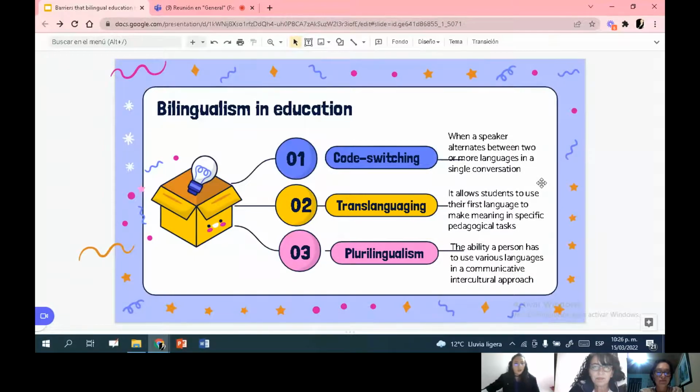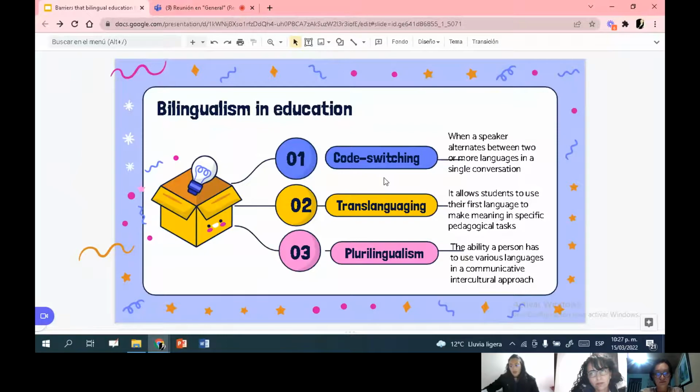Okay, now let's talk about bilingualism in education. There are some studies that have shown bilinguals are thought to have better thinking abilities and benefits in the development of IQ. So we have in education, when we are learning a language, code switching, translanguaging, and plurilingualism. And the first one is code switching, when a speaker alternates between two or more languages in a single conversation. For instance, in our school where I work, it's like mixing the languages.